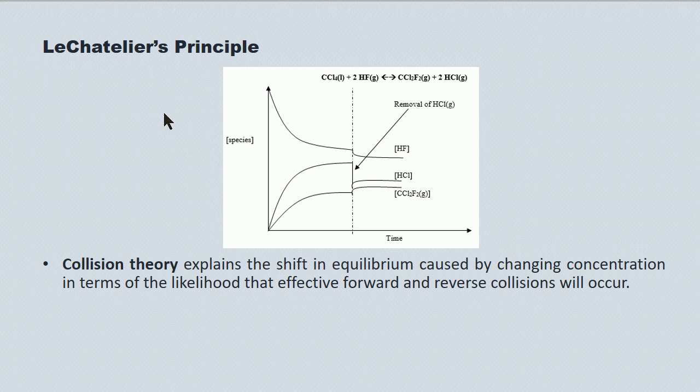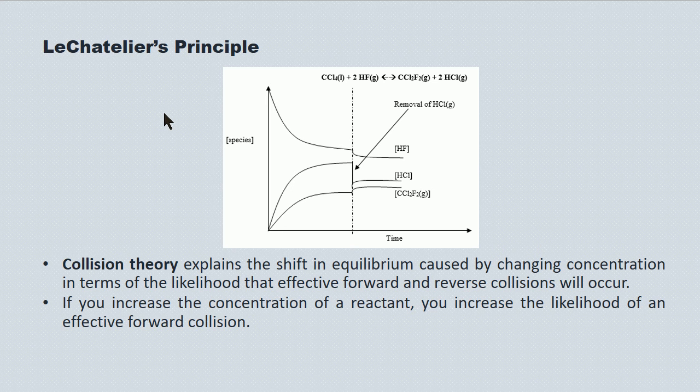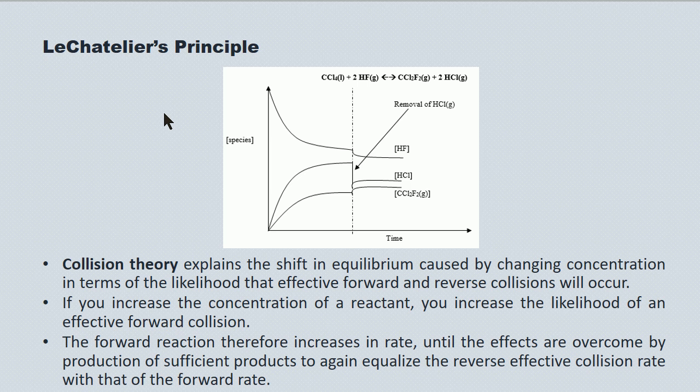Collision theory explains this shift in equilibrium by changing concentrations in terms of the probability that effective forward and reverse collisions will occur. If you increase the concentration of a reactant, say the hydrogen fluoride, you increase the likelihood of an effective forward collision. Therefore, you increase that forward collision rate. And we've sort of spelled that out here. The forward reaction therefore increases in rate until the effects are overcome, and they're overcome by a production of sufficient products to again equalize the reverse effective collision rate with that of the forward rate.